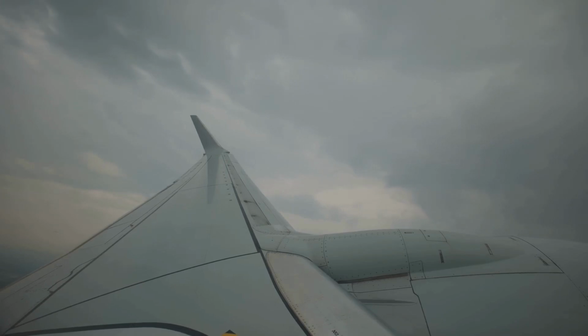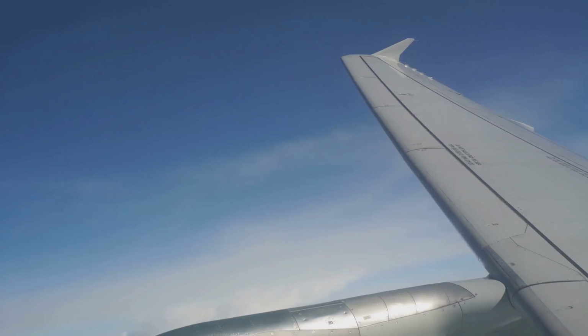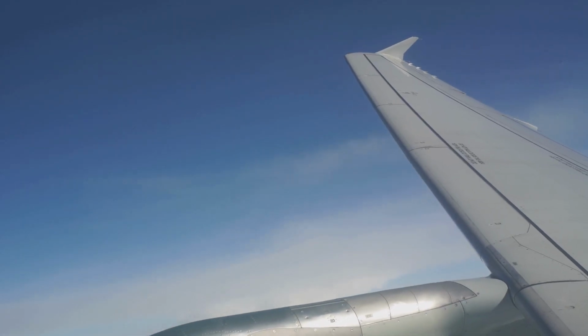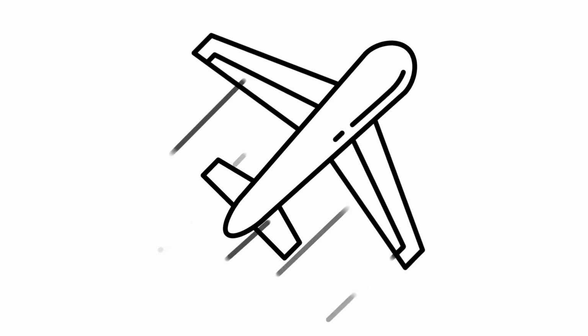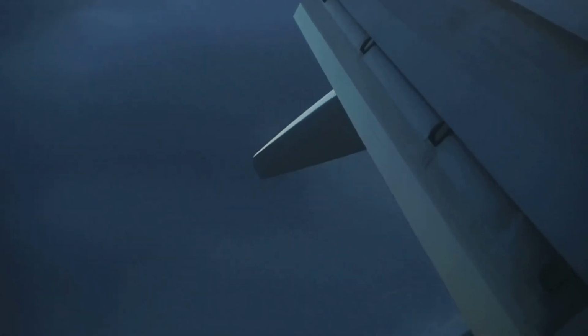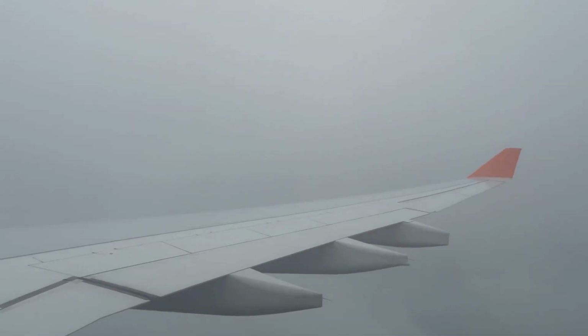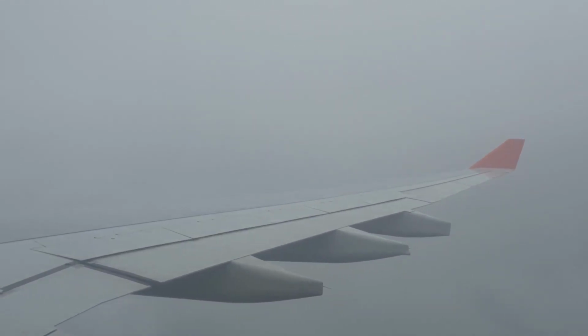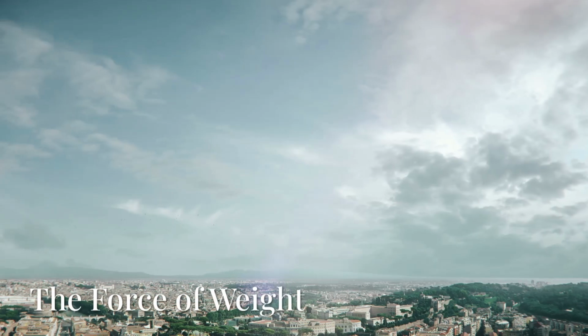This shape is curved on top and flatter on the bottom. As the plane moves forward, air flows over the wings. The curved top forces the air to travel a longer distance, creating faster airspeed and lower pressure. The flatter bottom creates slower airspeed and higher pressure. This difference in pressure creates lift, pushing the wings and the airplane upward.